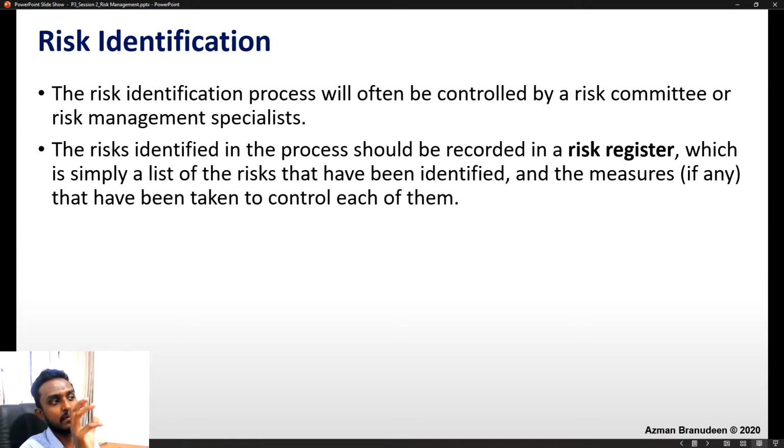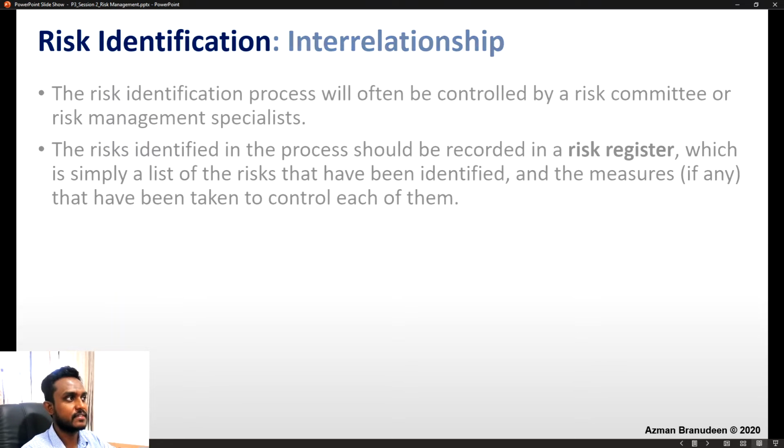In fact, that would be the most simple form of a risk register: the list of identified risks and the measures that have been taken to control them. So basically, in most past exam scenarios, that is the form we see. The risk register has been presented to the learning partners by the examiner.